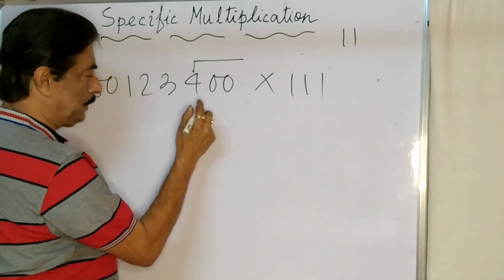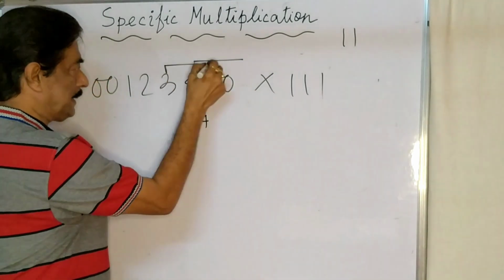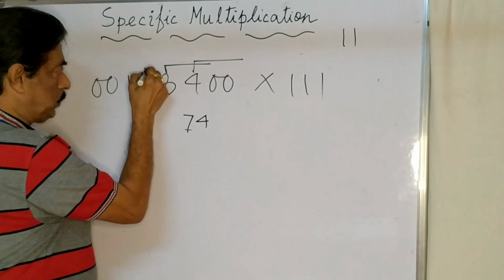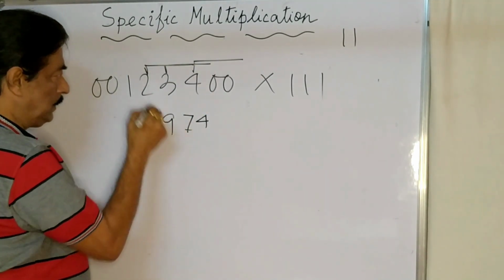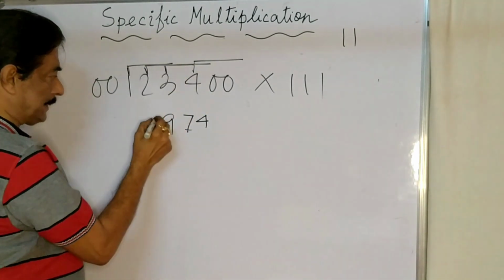4 plus 0 is a 4. 4 plus 3 plus 0 is a 7. 2 plus 3 plus 4 is a 9. 1 plus 2 plus 3 is a 6.